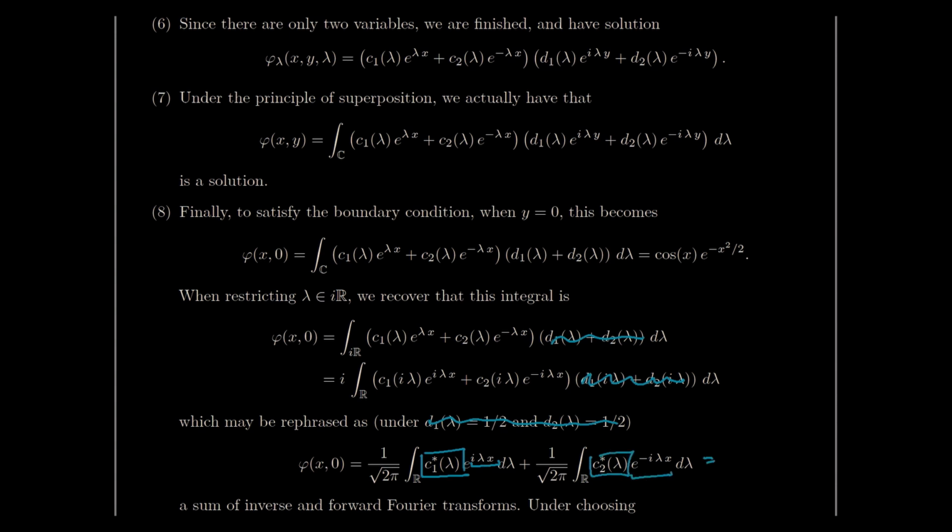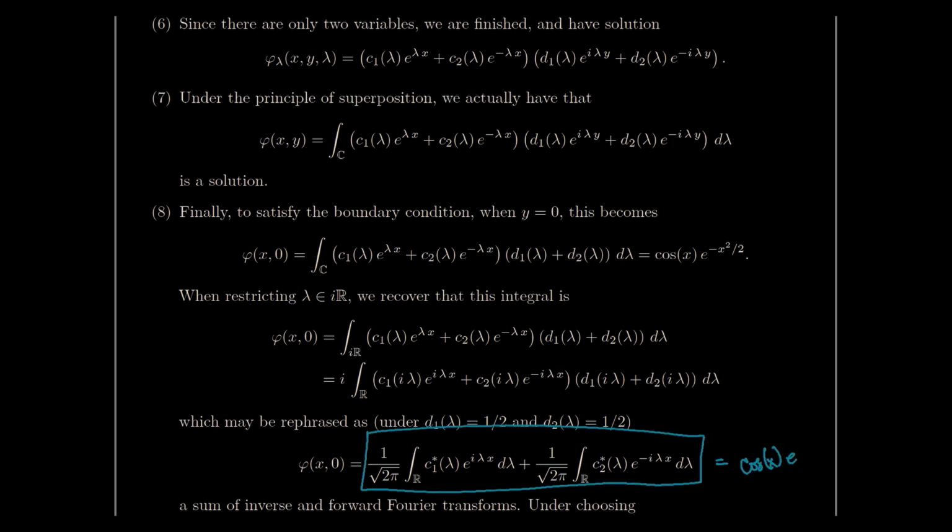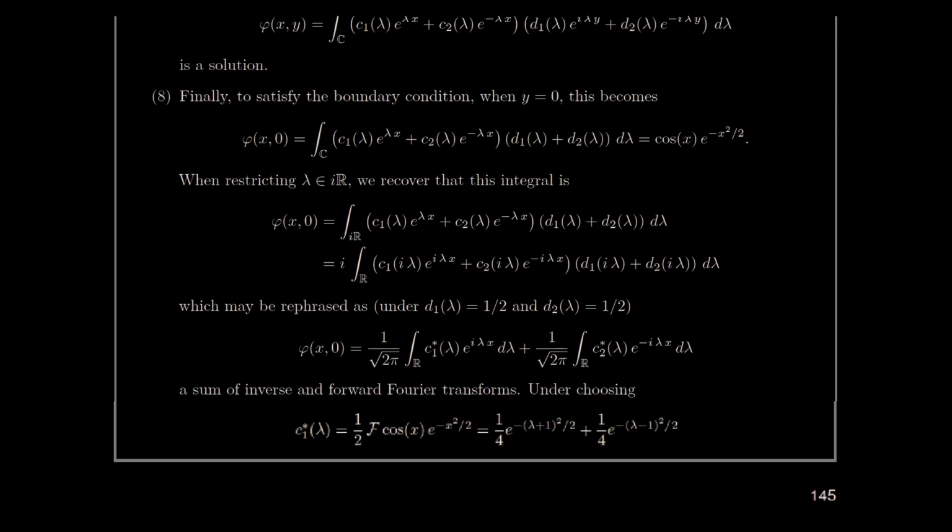And we need these integrals all together to give me cosine x e to the minus x squared over 2. So that's saying that these, which are just Fourier transforms, need to give me cosine x e to the minus x squared over 2. Well, how do I figure out what C1 and C2 should be? Well, it's just an inverse Fourier transform of this function. So all I need to do is find the inverse Fourier transform of that function with the conjugate variable lambda, right? I'm integrating over lambda here. So that's my conjugate variable. I'm going to compute the Fourier transform of that.